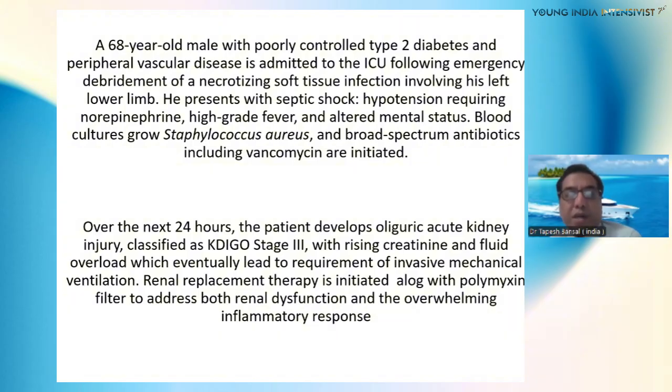Now, over the next 24 hours, the patient develops oliguric acute kidney injury classified KDIGO Stage III with rising creatinine and fluid overload, which eventually leads to requirement of ventilation. And renal replacement therapy is initiated along with polymyxin filter to address both renal dysfunction as well as the overwhelming inflammatory response. So typical setting, there's septic shock, there is AKI, there is fluid overload, and here the focus of infection is necrotizing soft tissue infection, and we have been able to grow staph, and staph grows easily, so probably that's why we have grown staph, and he's not received any prior antibiotics.